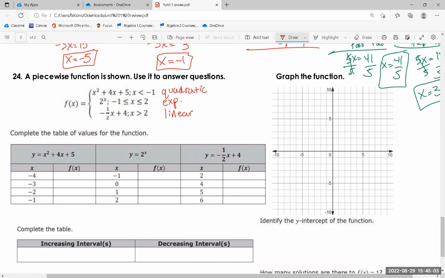Let's start with the quadratic piece on the left. Plugging in -4, I'm going to have -4 squared plus 4 times -4 plus 5. So 16 minus 16 plus 5. That's going to give me 5.